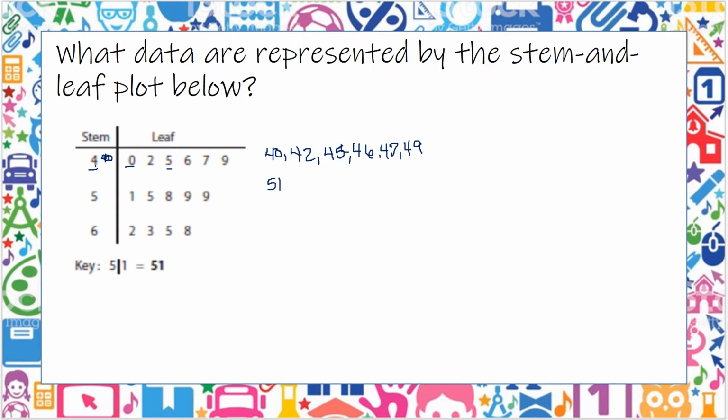leaf is the ones place, so 51, 55, 58, 59, and 59. Then we have 62, 63, 65, and 68. So that is our data that's represented by that stem and leaf plot.